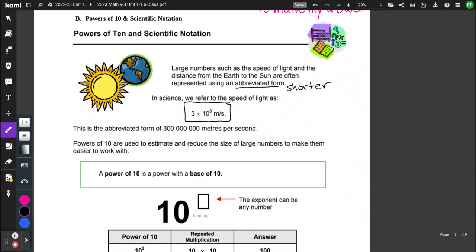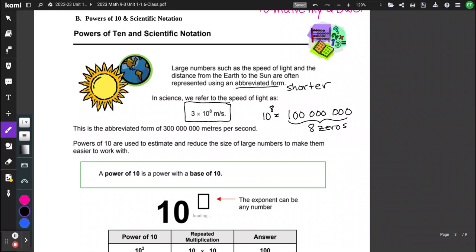Well, what does times 10 to the 8 mean? Well, if it's a power of 10, the little baby exponent number tells you how many zeros follow the number 1. So 10 exponent 8 would be the number 1 followed by 8 zeros. That's what 10 to the 8 represents. That means there's 8 zeros after the number 1. That's what it means with powers of 10.